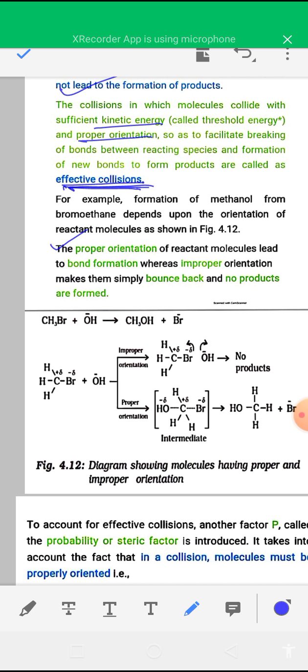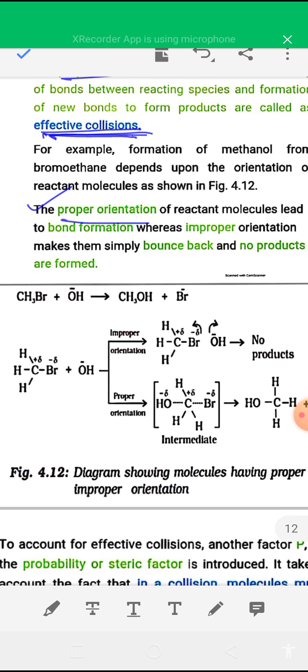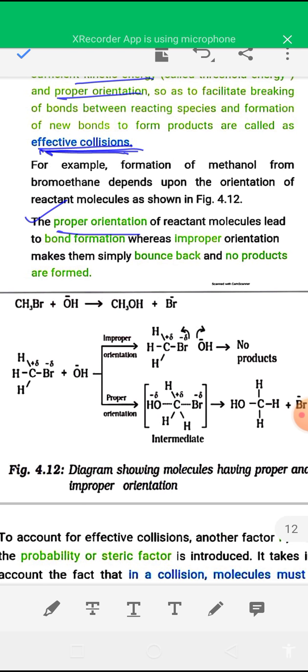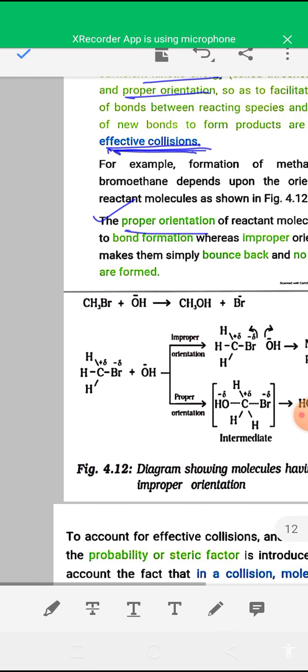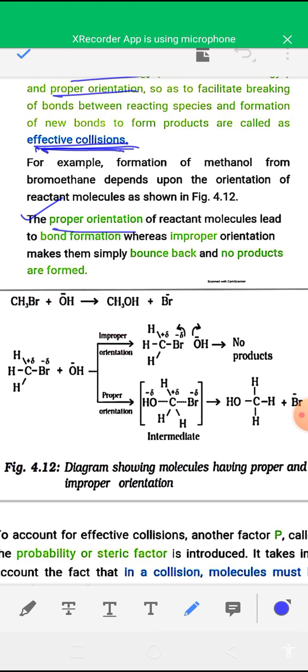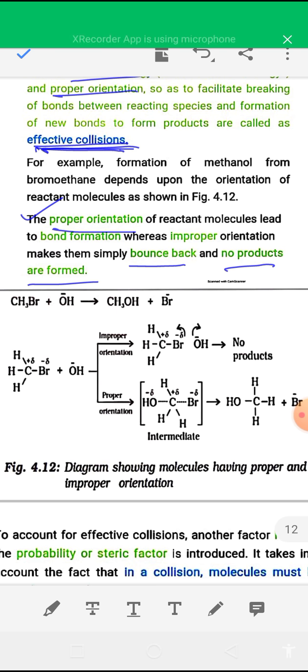Activation energy and frequency factor are two very important factors, and one more important factor for a chemical reaction to occur is proper orientation of reactant molecules. The proper orientation of reactant molecules leads to bond formation, and improper orientation of reactant species makes them simply bounce back, and no product is formed.